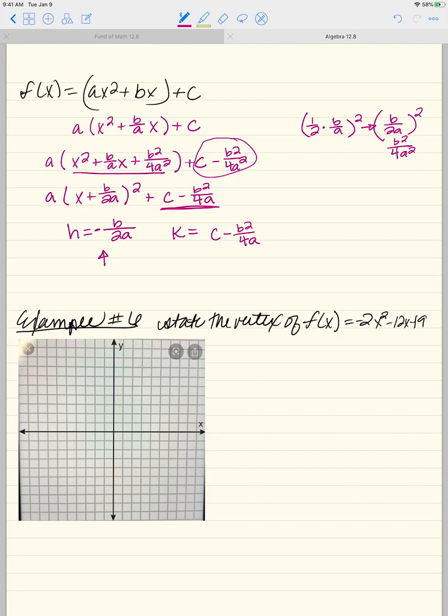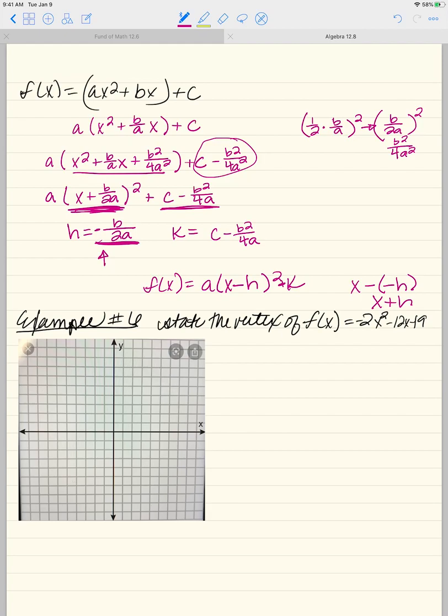Some of you are probably struggling with why h is negative, because our formula is f(x) = a(x − h)² + k, right? So x minus negative h gives us x plus h, which is what we have here. So we have them opposite here. Okay, so h is negative b over 2a, and k is c − b²/4a.